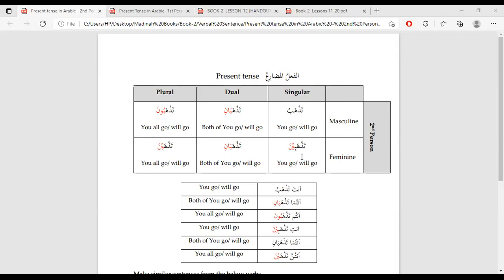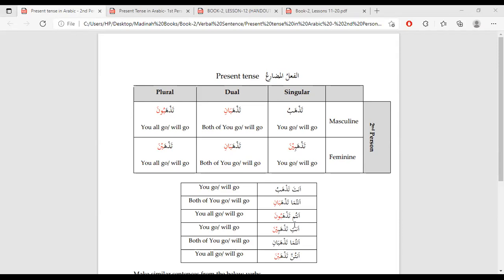And when we talk about the singular feminine, we will say tadhabina. So this one has the sound of ina. However, it starts with ta, and we know that when a verb starts with a ta, it is a present tense, tadhabina. So we will say anti tadhabina. As we can see here, anta tadhabu, antum tadhabuna.